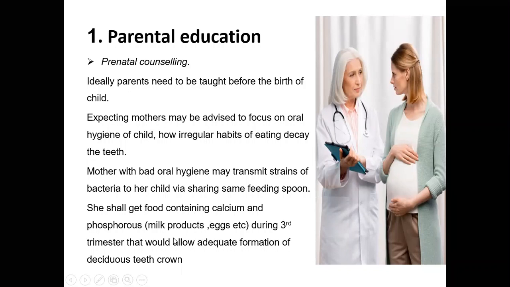Also, if the mother has bad oral hygiene, it can be transmitted to the child, for example if she uses the same spoon to feed her child. All these things shall be prevented.